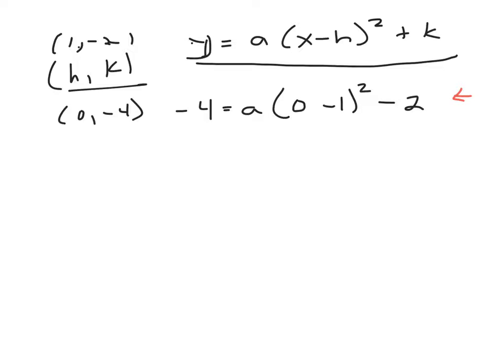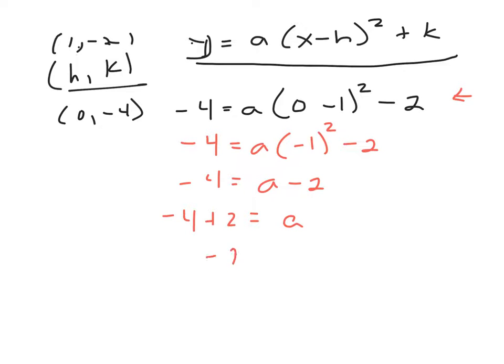So if I do my algebra, I'll have -4 is equal to a times (0 - 1), which is -1 squared. -4 is equal to -1 squared is 1, so a - 2. So if I add 2 to both sides, I'm going to get a, so -2 is equal to a.